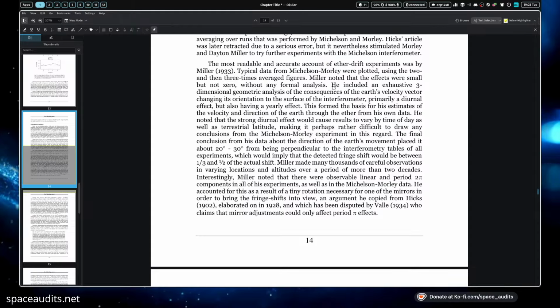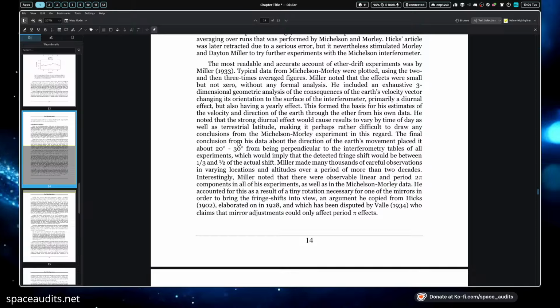He included an exhaustive 3-dimensional geometric analysis on the consequences of Earth's velocity vector changing its orientation to the surface of the interferometer, primarily a diurnal effect, but also having a yearly effect. This was performed on the basis of his estimates of the velocity and direction of Earth through the ether from his own data. He noted that the strong diurnal effect would cause results to vary over time of day, as well as terrestrial latitude, perhaps making it rather difficult to draw any conclusion from the Michelson-Morley experiment in this regard.